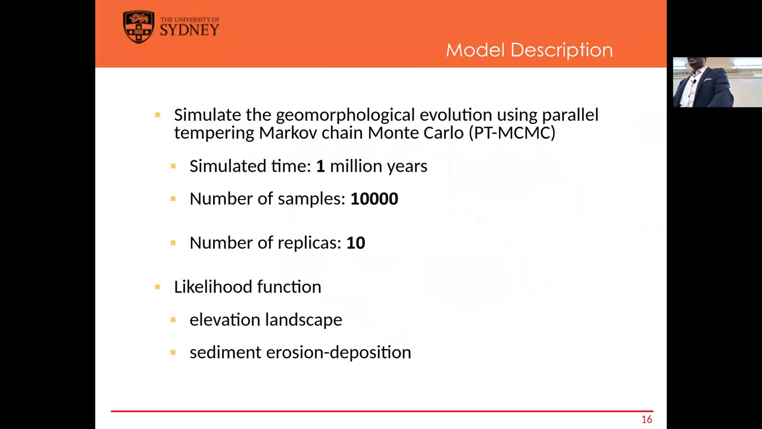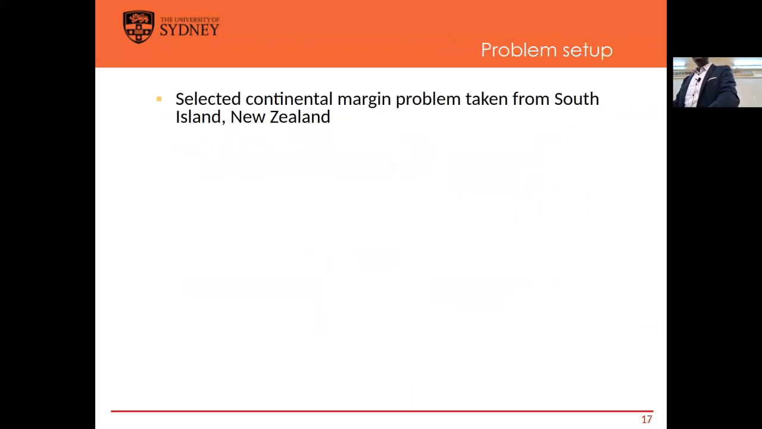So as I said, we need a smaller problem. We looked at not 150 million years, but only 1 million years. We obtained 10,000 samples, and we looked at 10 replicas that were executed in 10 processing cores. Our likelihood function looks at the landscape elevation, which is the present day topography, and for the last million years to present day, the simulated topography that is compared, and then the history of sediment erosion and deposition.